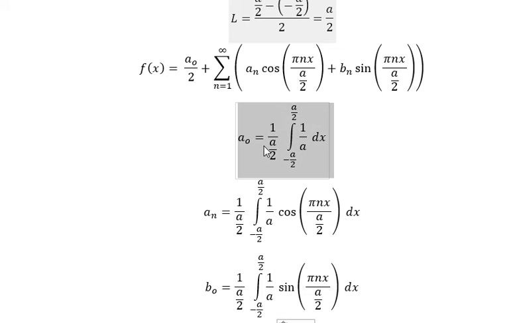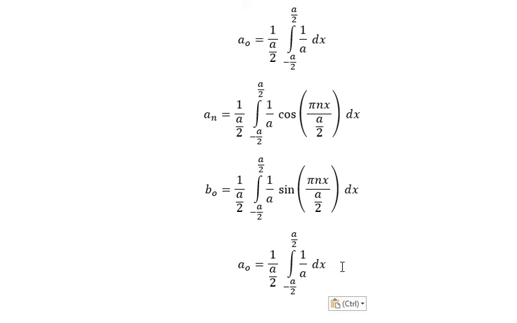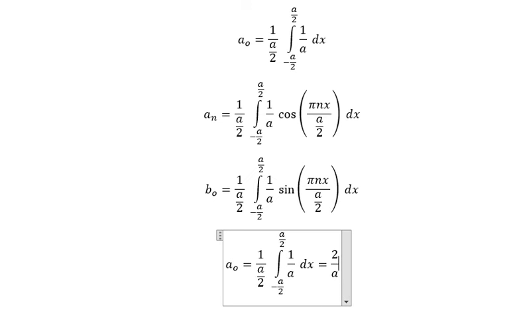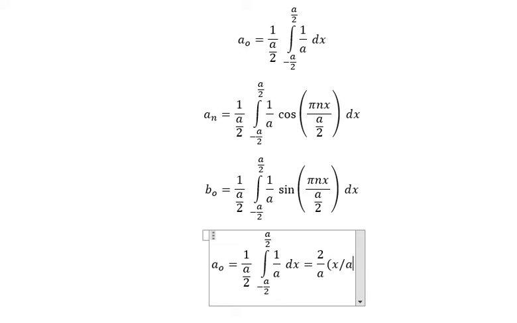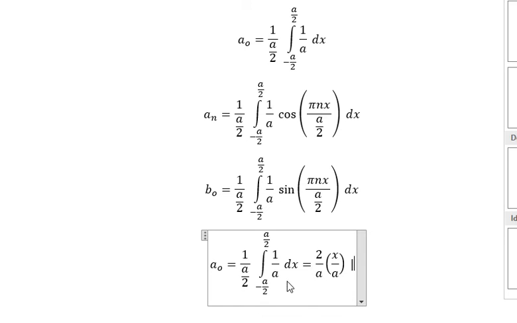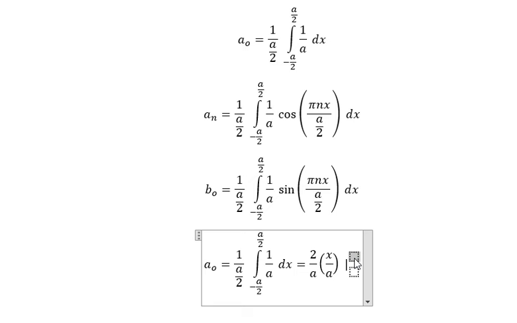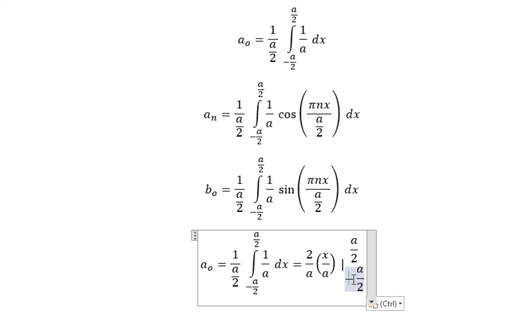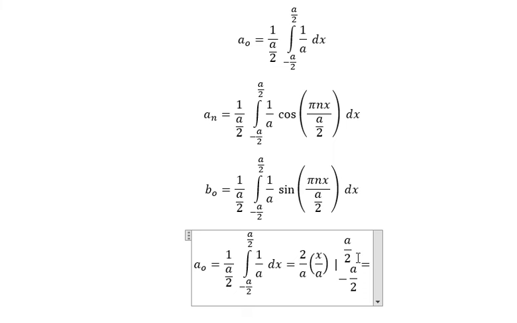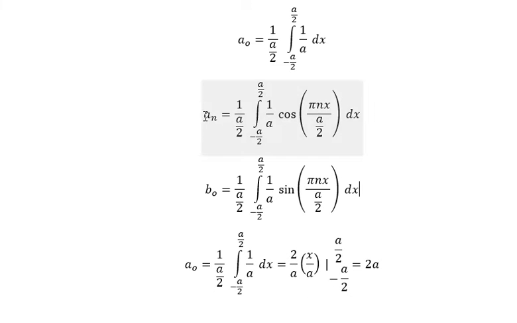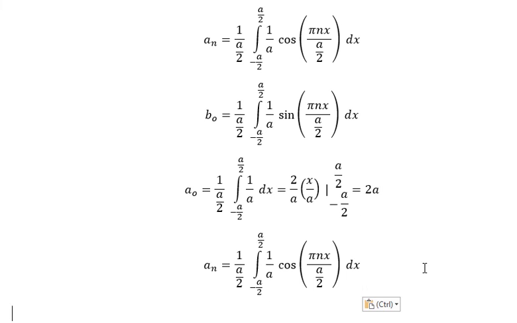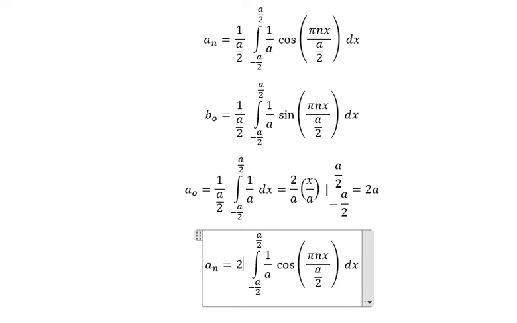Now we need to find this one. So this one we will have 2 over 8 multiplied by s over 8, and we have the bounds from negative a over 2 to positive a over 2. So we calculate this one, and we have 2 over 8. Now let's go to this one. So this one we have 2 over 8. So we have a square in here.